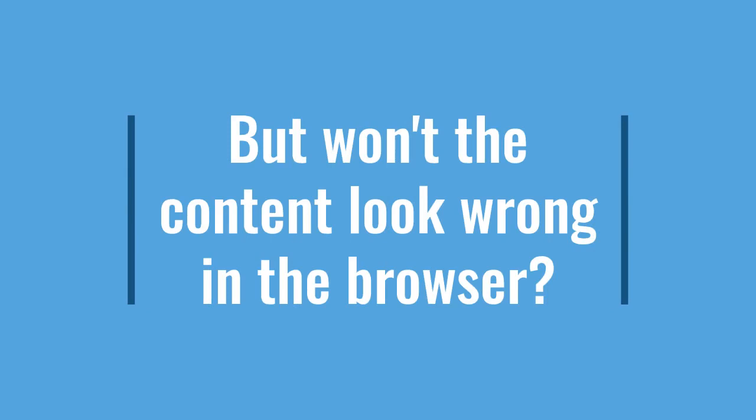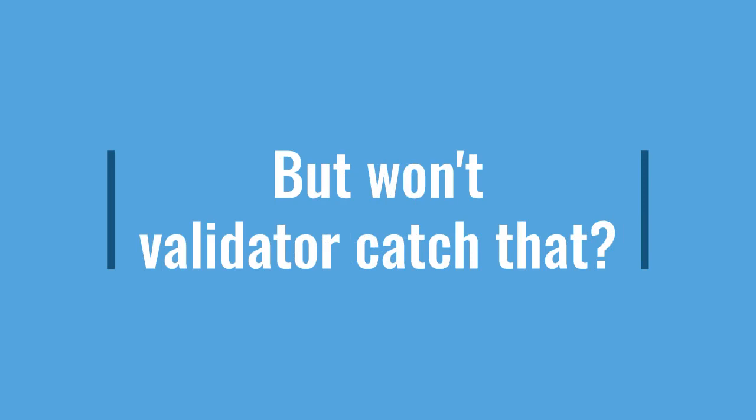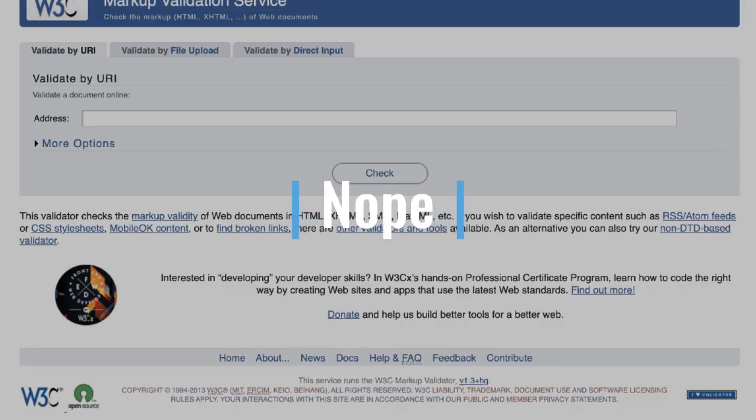Boo! But if the labels don't match, won't it look wrong in the browser? Nope, the browser doesn't know if the content and its label matches. But won't Validator catch that? Nope, Validator doesn't know if your content matches its label, only if you use the tags in the correct order.